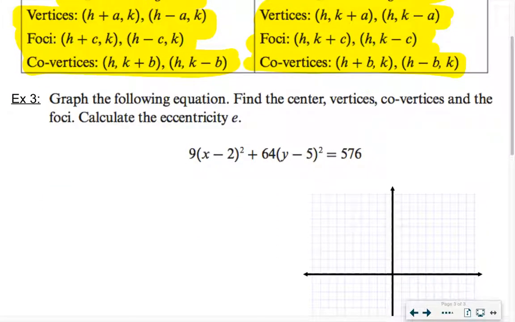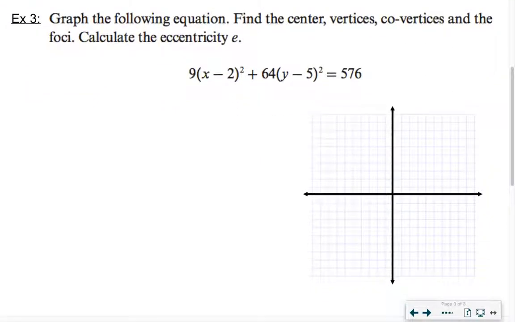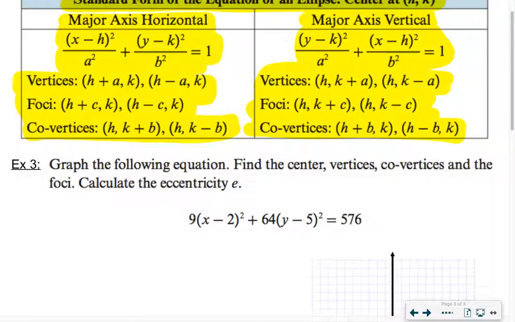Alright, so here we go. Example number 3, they want us to graph the following equation, identify the vertices, co-vertices, foci, as well as the center because it's not going to be at the origin anymore. Also calculate the eccentricity if we want to. Let's begin by putting this thing into standard form. Again, even though it's not centered at the origin, what are all these set equal to? 1. So let's repeat that process.